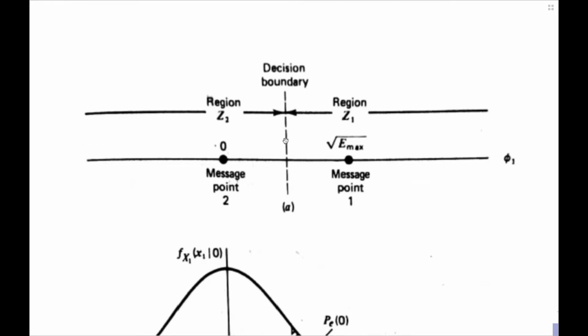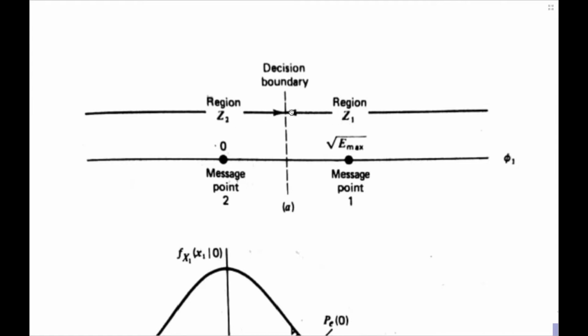So now we draw an imaginary plane that forms the decision boundary for this constellation or signal space. To realize the decision rule as to whether symbol 1 or symbol 0 was sent, we partition the one-dimensional signal space as shown in the diagram here, which creates two decision regions. The first decision region is a set of points that are closest to the message point at root Emax, and the second decision region is once again a set of points closest to the second message point at 0. Let the corresponding decision regions be represented as Z1 and Z2 respectively.